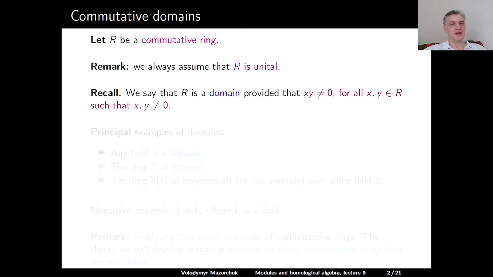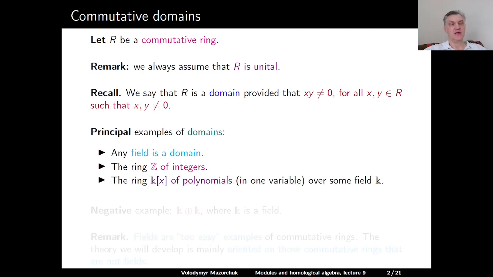Recall that a ring R is called a domain provided that multiplying two non-zero elements of R, we necessarily get a non-zero element. So R is a domain if it does not have non-trivial zero divisors. Principal examples of domains are: any field is a domain, the ring of integers is a domain, the ring of polynomials in one or more variables over some field K is a domain.